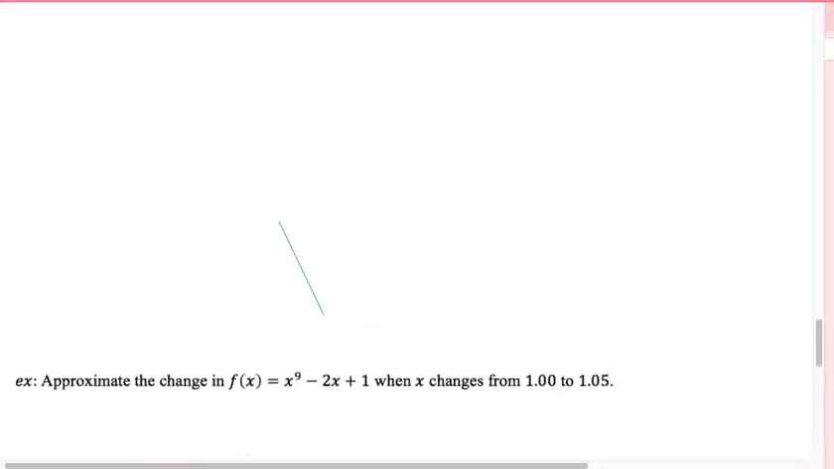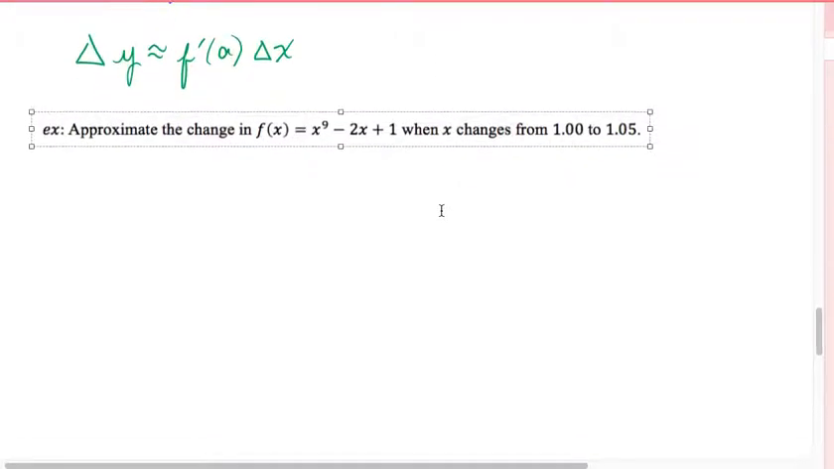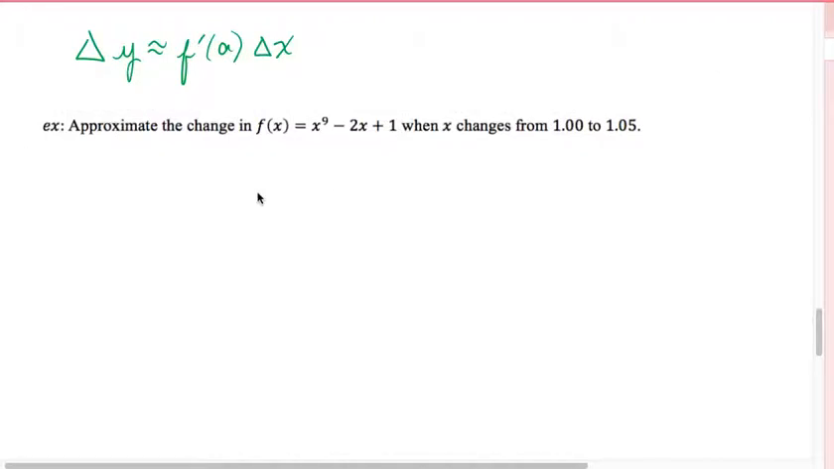Let's bring that up a little bit. On this function f of x, which is a 9th degree polynomial, x changes from 1 to 1.05. Okay, so if x changes from 1 to 1.05, then the difference between those values is your dx, or your delta x: 1.05 minus 1.00. So delta x is 0.05. The order is important. You do want to go right minus left, or larger minus smaller, x minus a, in other words.